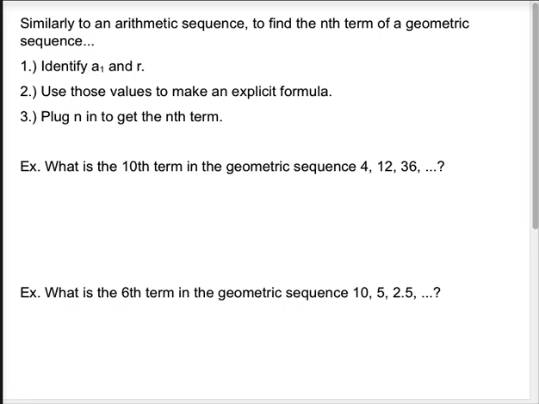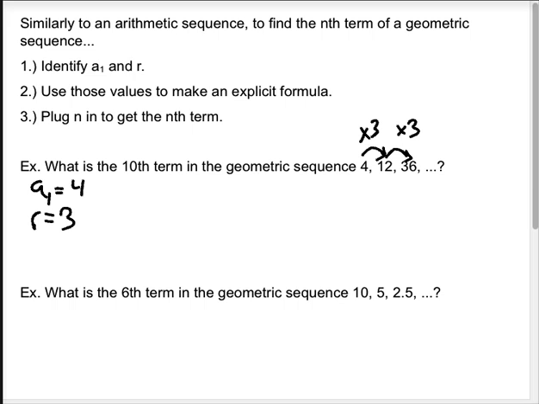All right. So we want to know, what is the 10th term in the geometric sequence 4, 12, 36? First we have to identify our r. This one is obvious: we're multiplying by 3. But if you ever struggle seeing what you're multiplying by, just take 12 divided by 4. That gives you 3. 36 divided by 12 would give you 3. So I know that my a1 is 4 and that my r is 3.